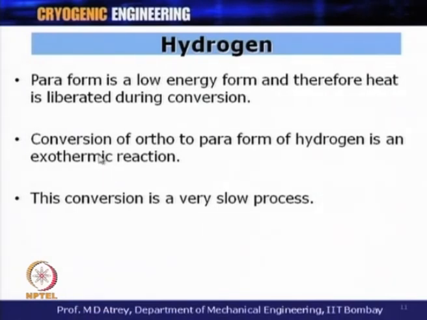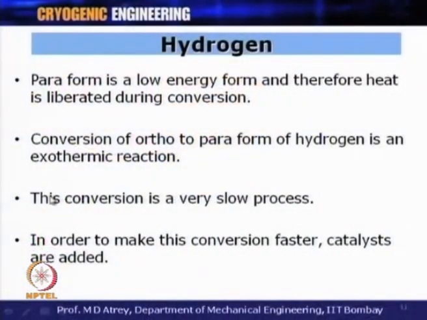Just want to summarize, as you go on lowering the temperature, 75-25 ortho will get converted to para, which is 0.179 and 99.8% respectively. This process of ortho to para conversion is an exothermic reaction, and also this conversion is a very slow process. It does not happen fast, it happens very slowly. It is very important for liquefaction that this ortho to para conversion takes place faster, and it is also very important that this conversion is complete during liquefaction. What will happen? We will see later.